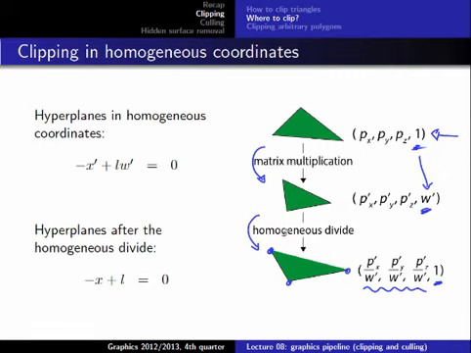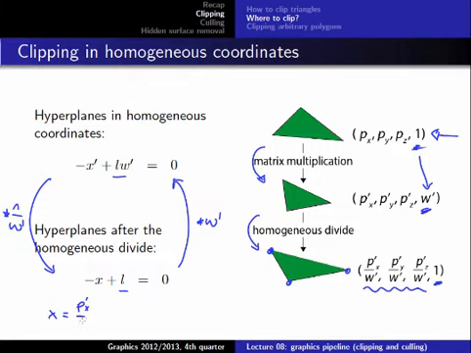Now we see here this homogeneous divide, so from here to here, what we do is we multiply with 1 divided by w dash. But that of course also means if we have this plane equation and want to create this one, we just multiply it with w dash. And then of course this here is clear. It becomes Lx dash. Now the x becomes x dash is of course also clear, if you think about what this x is: p dash x divided by w.